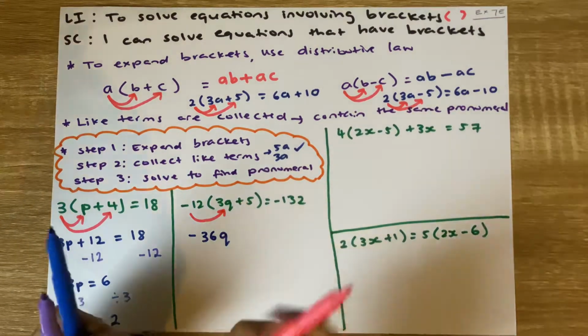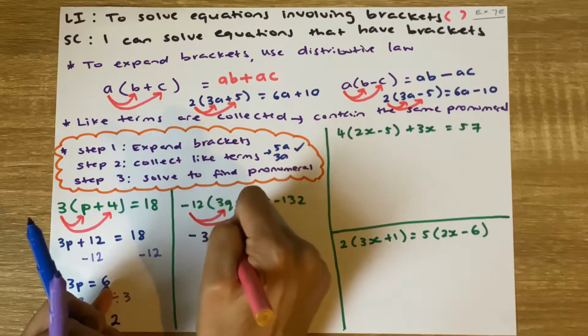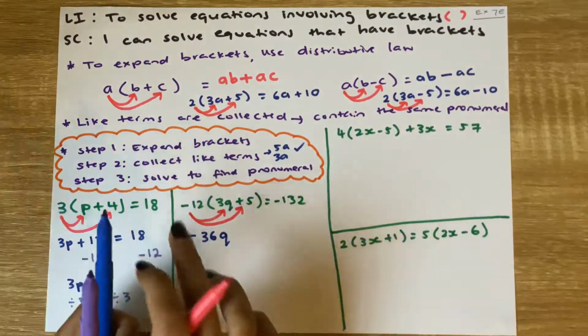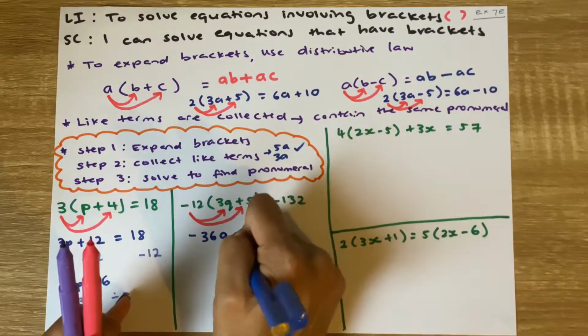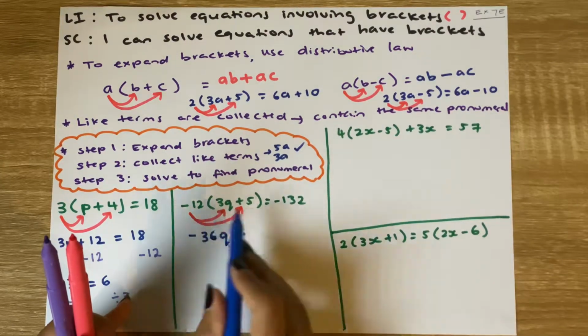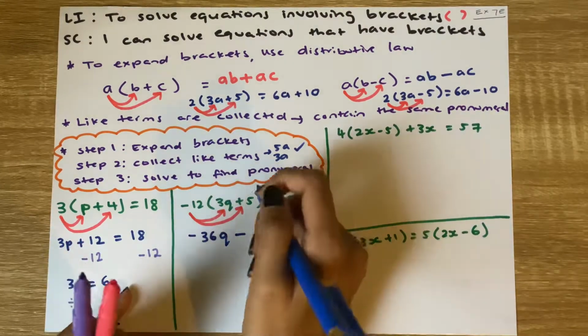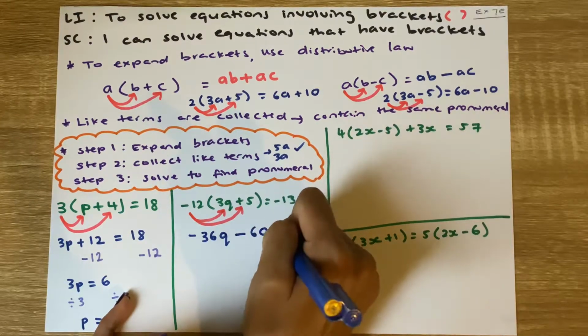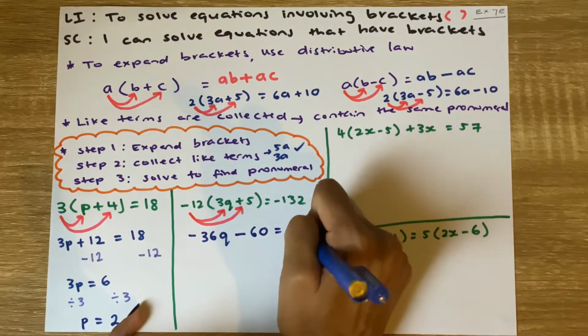All right, and then we do our second step. So negative times by positive. Negative times by positive we know is a negative number, so I'm going to write negative. 12 times 5 is 60, so I'm going to write 60 equals negative 132.